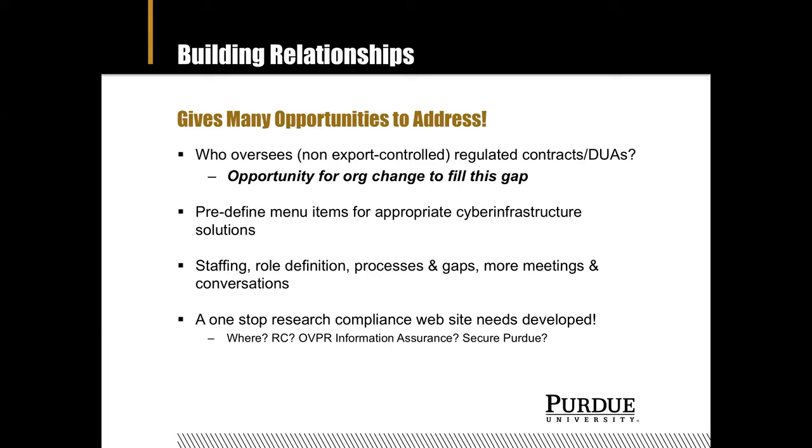Out of all of the things that we've identified with this framework, getting the organization evolved to support that would be a big win. So we clearly need to predefine a menu for appropriate cyber infrastructure solutions for different regulatory requirements. We've seen several opportunities for adjusting staffing, defining roles, defining interfaces, improving processes and filling gaps, and of course, having more meetings and conversations.